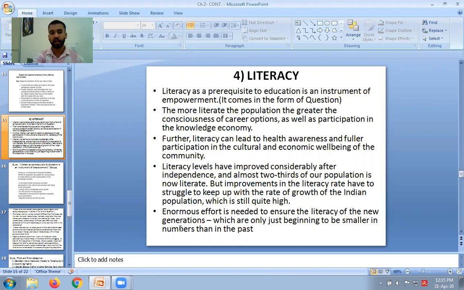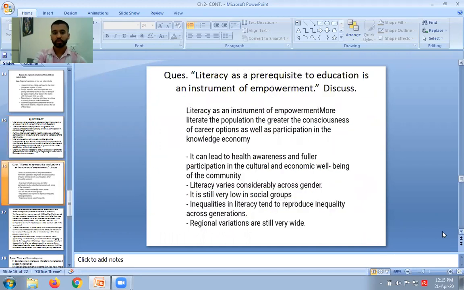And it is written in the fourth point that enormous effort is needed to ensure the literacy of the new generations, which are only just beginning to be smaller in numbers than in the past. So there has been an improvement that we are witnessing or experiencing in our society or in our country, right? Okay.